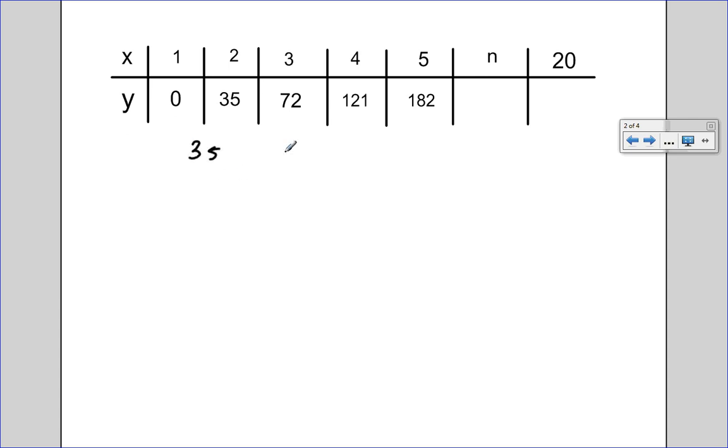35, 72, 121. Now, I know that 35 will only have a couple factors, and 121 will only have a couple factors. 72 is going to have a lot, so I'm going to start with the ones that are a little easier. So 1 times 35 and 5 times 7. I'm going to come back to 72 because that's a big one. 1 times 121, 11 times 11. Let's see if I see a pattern at all. 5 to 11, okay, 7 to 11.